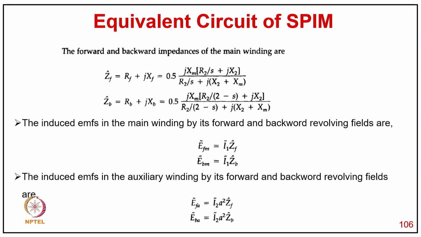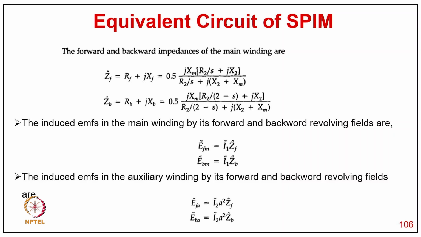Now you can similarly find the forward and backward impedance of the main winding: ZF = RF plus jXF, that is 0.5 jXM in parallel with (R2 by S plus jX2), which is 0.5 jXM (R2 by S plus jX2) divided by (R2 by S plus jX2 plus XM). Similarly ZB = RB plus jXB, that is 0.5 jXM parallel to (R2 by (2 minus S) plus jX2), divided by (R2 by (2 minus S) plus jX2 plus XM). The induced EMFs in the main winding by the forward and backward fields are EFM = I1 ZF and EBM = I1 ZB.